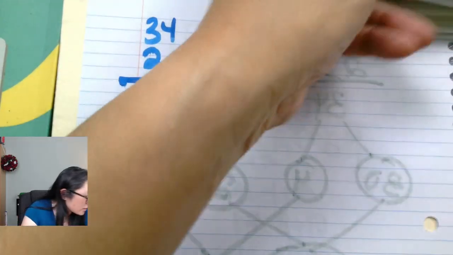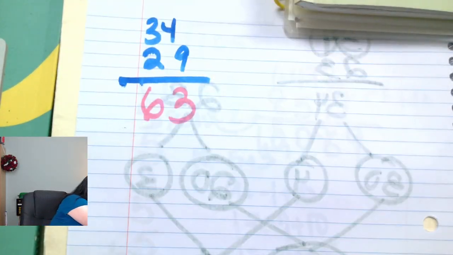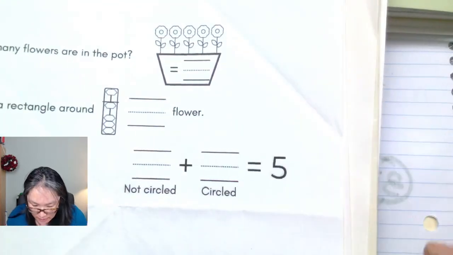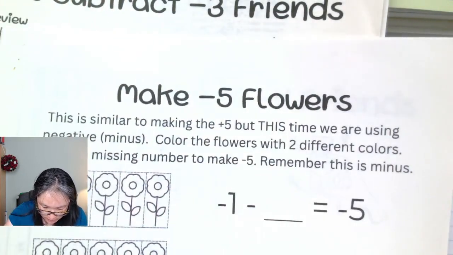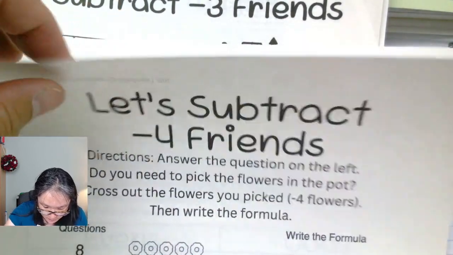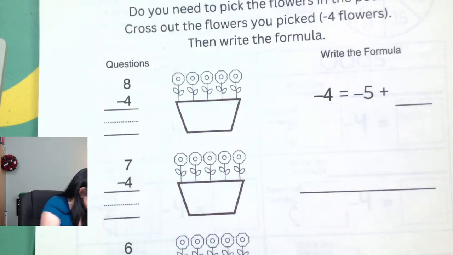So I have my book. Let's do some subtraction. Here is some subtraction. This is easy. Why is it easy? Because it's not that difficult.